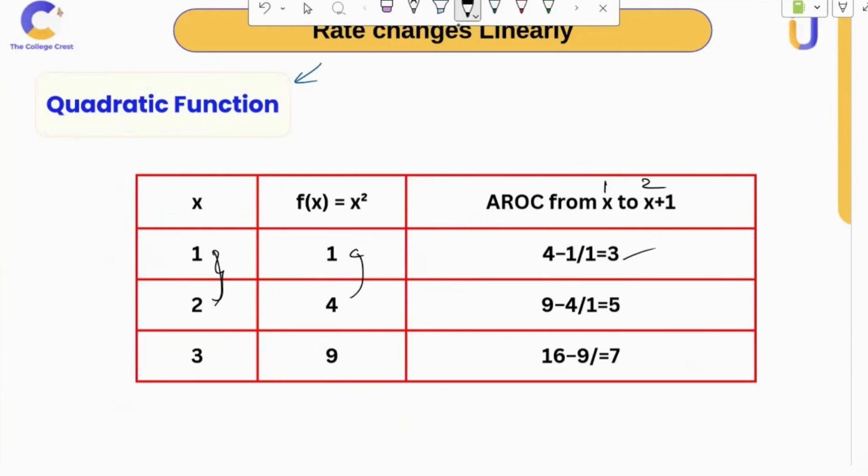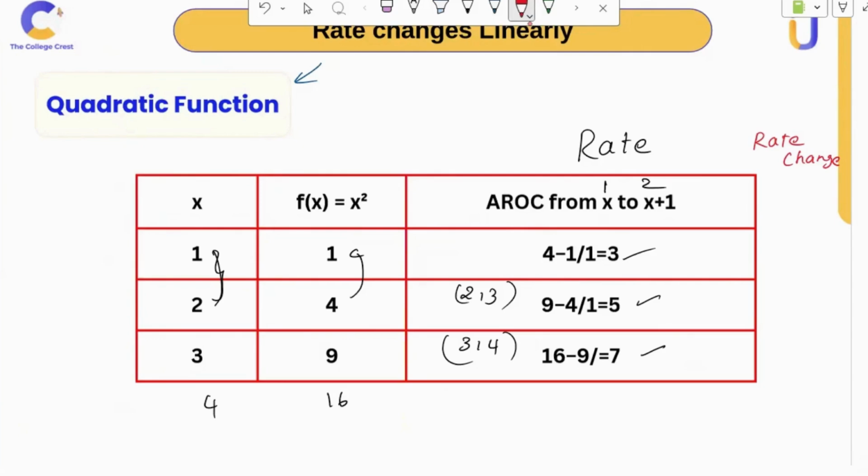Same, you do AROC for 2, 3 and 3, 4. So if it's 4, this will be 16, right? So if you do this, we got the average rate of change. This is the rate. Now, how does this rate change? Let's see.